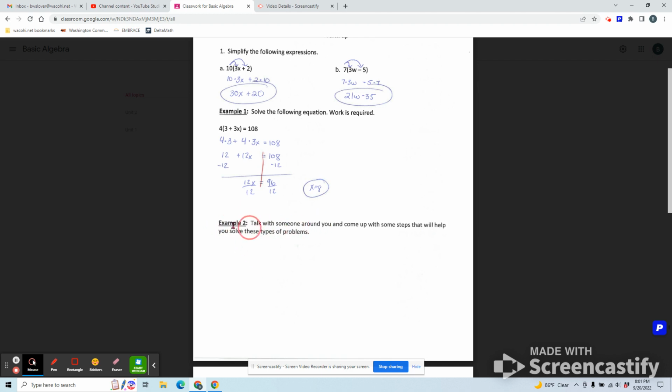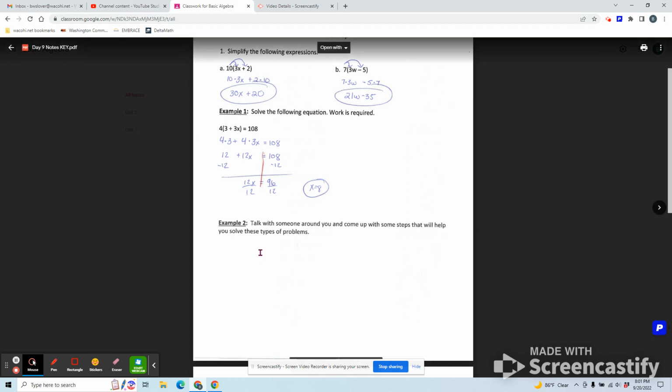Example 2 is just something we worked through in class, so I didn't have anything written down because it was dependent on what was said in class. But the point that I wanted to get at was that you need to distribute first. That's the way I'm going to teach it. There are other ways, but we're going to focus on this to begin with. So we want to distribute what's outside of those parentheses first. And then if you need to, collect like terms.